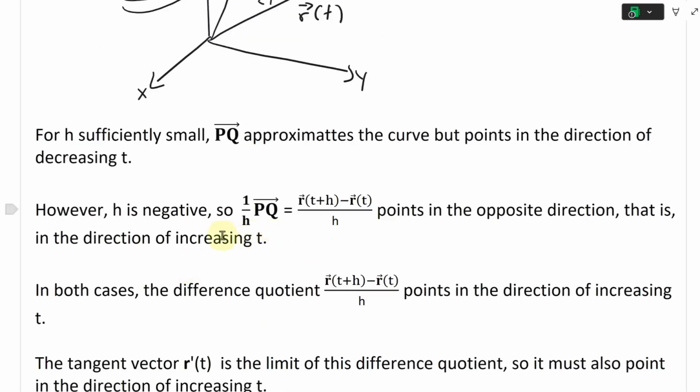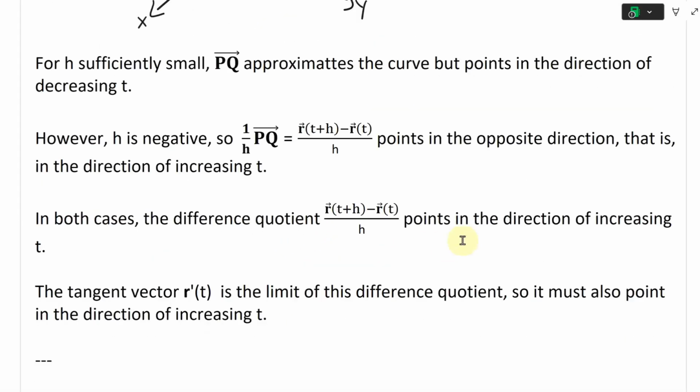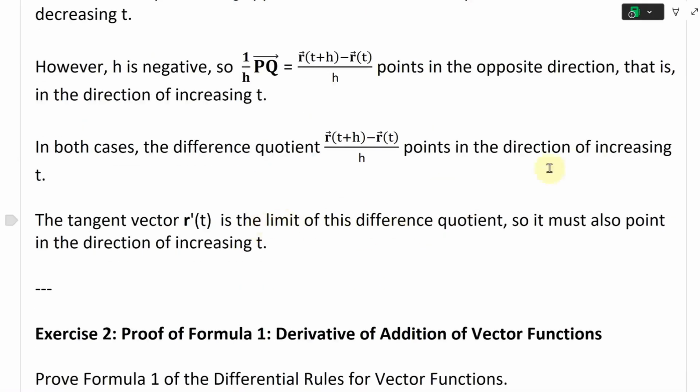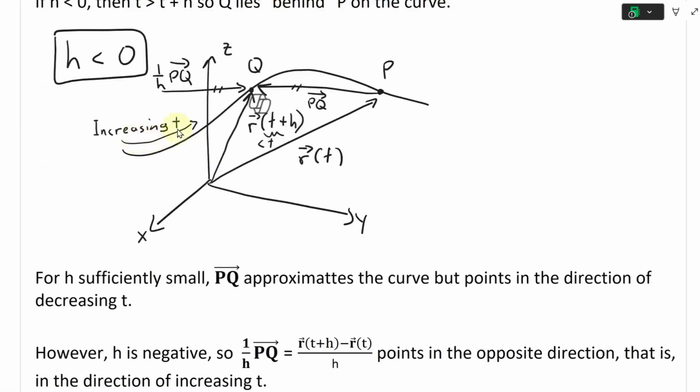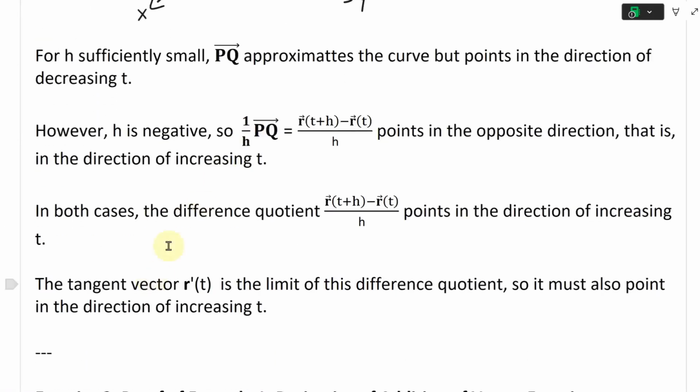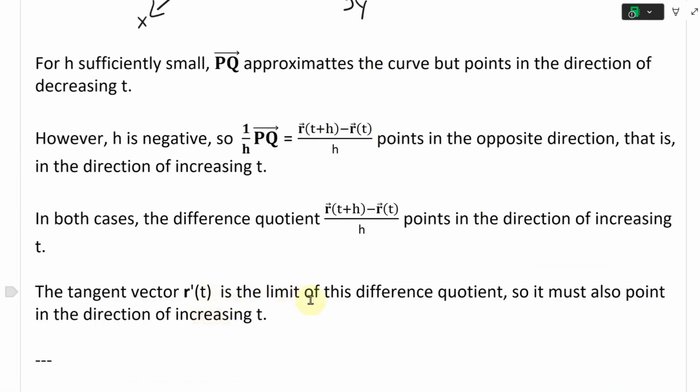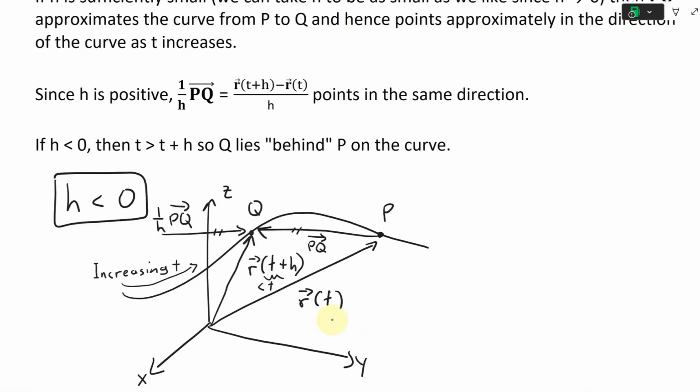And going further, right here, in both cases the difference quotient points in the direction of increasing t. So again, it's pointing in this direction of increasing t. And then the tangent vector r prime of t is the limit of this difference quotient, so it must also point in the direction of increasing t. Since this is q, this is approaching here. So as h approaches 0, this q is going to be moving to the right. So we're actually going to have a tangent. It's actually going to be like this.